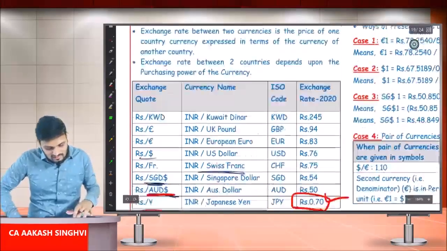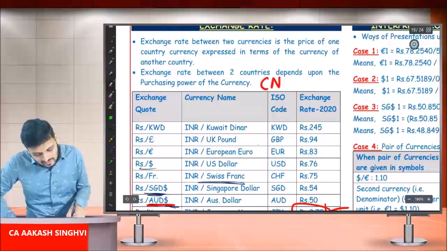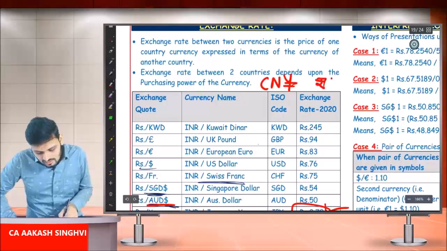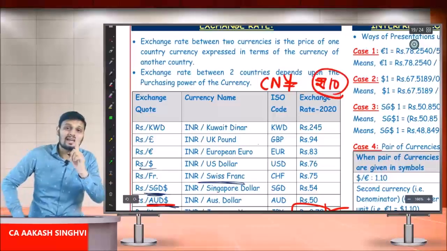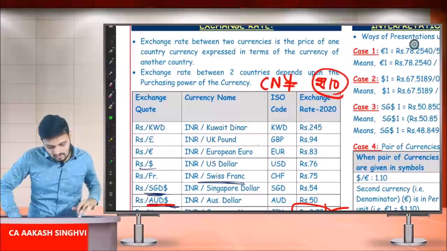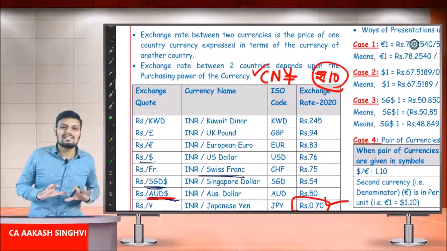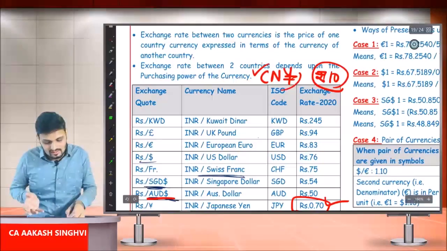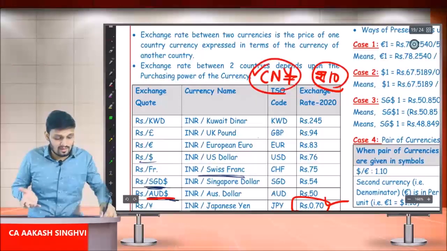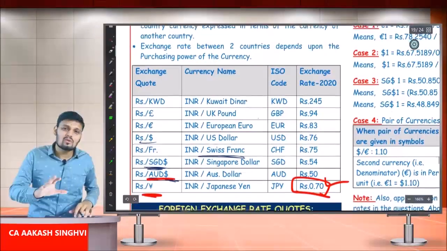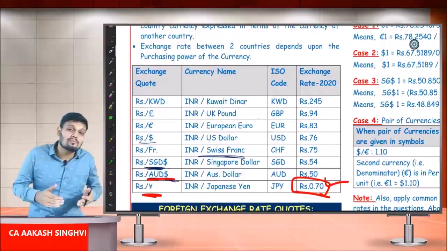Apart from these, there are some important currencies. I'll tell you what they are. One is your Chinese yen. In China also they use this yen. It costs around 10 rupees to buy 1 Chinese yen. This was also one of the important currencies, but as of now, ICAI has never tested with Chinese yen in their question papers. Obviously, you yourself know which currencies are the most important.